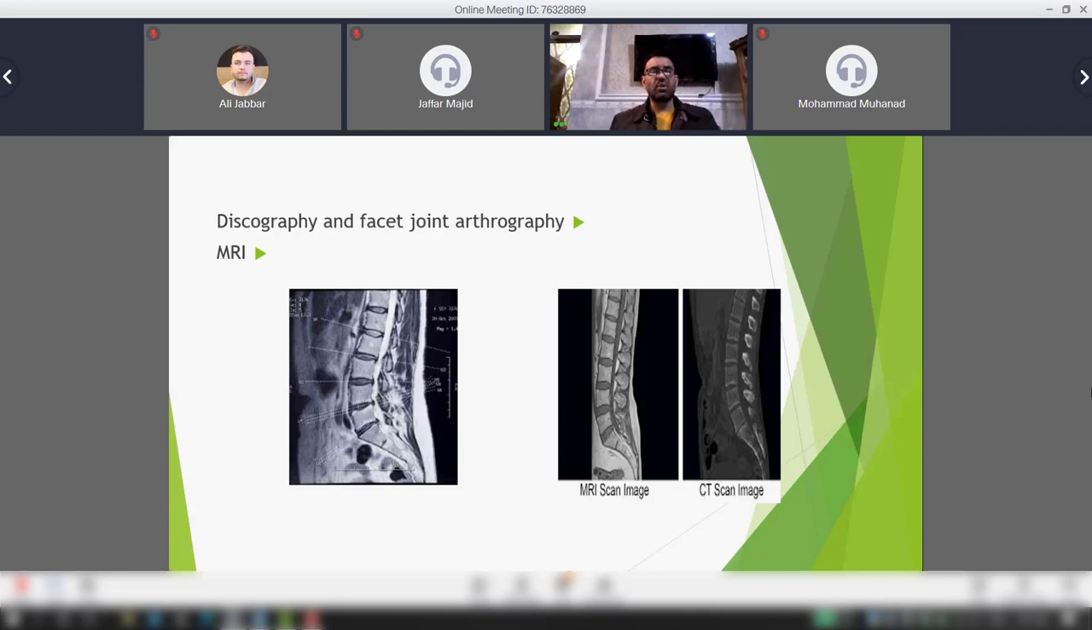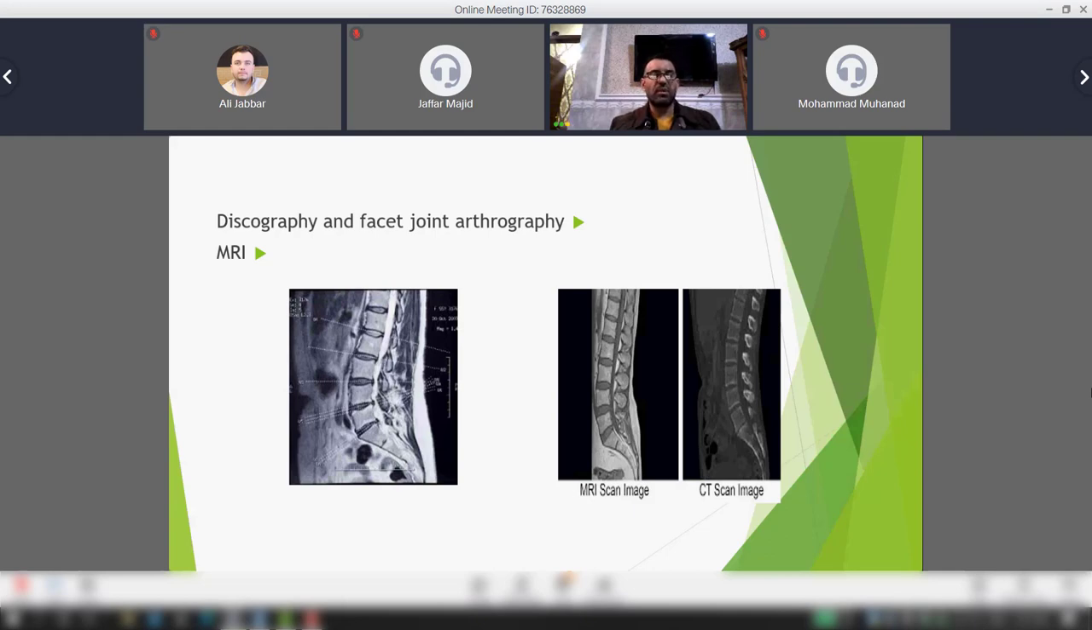And the most important modality being used in our daily practice is the MRI. These are pictures of MRI. On the right picture is the MRI and CT scanning. How can you differentiate between them so you don't get confused in the exam whether this is an MRI or a CT scan? Most students get confused about this. CT scanning is more bony, what you see here, it's a bony structure, while the MRI shows the neural tissue.